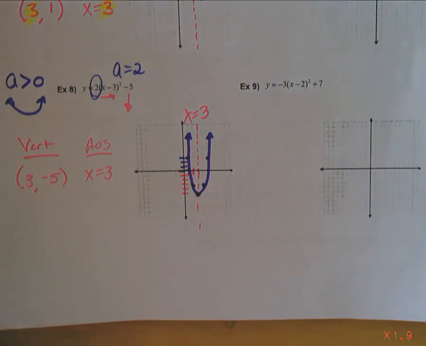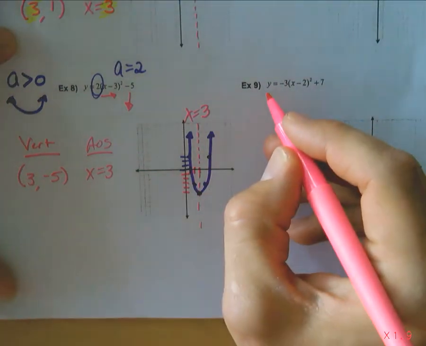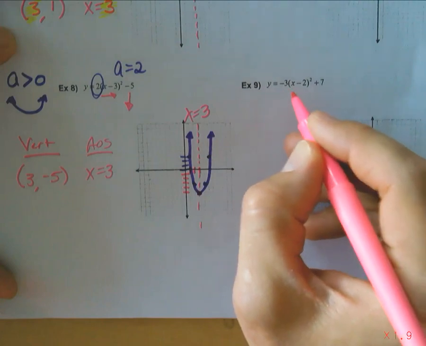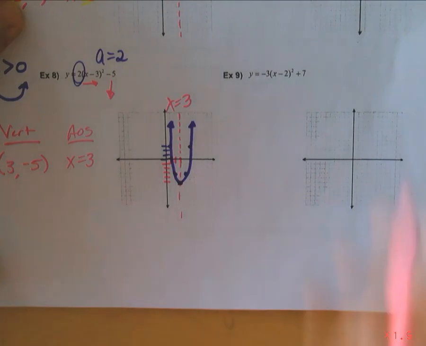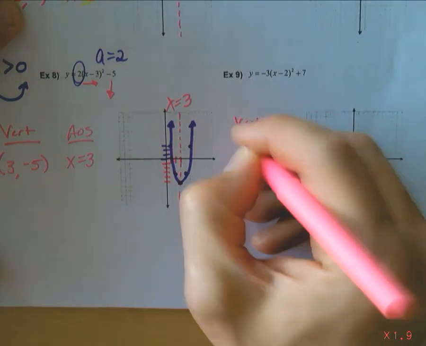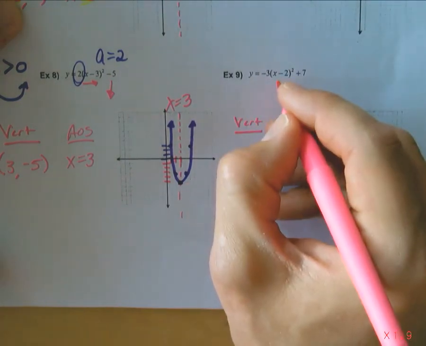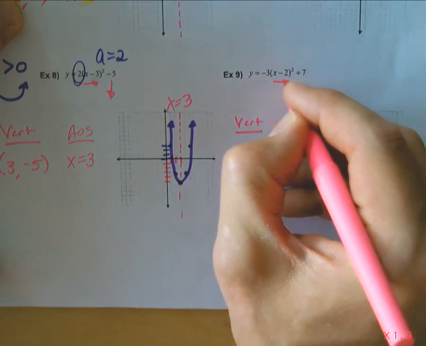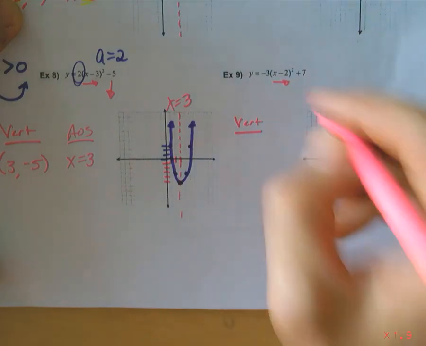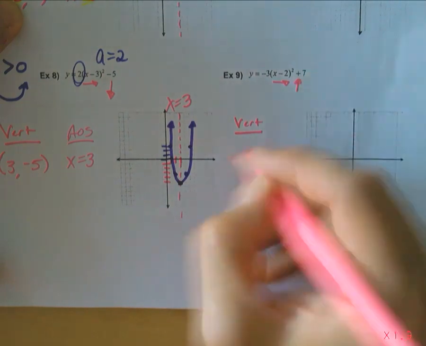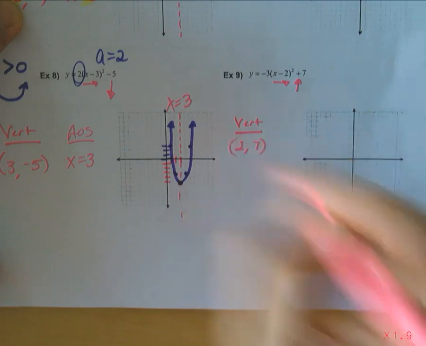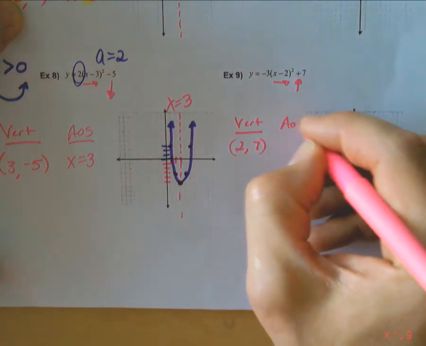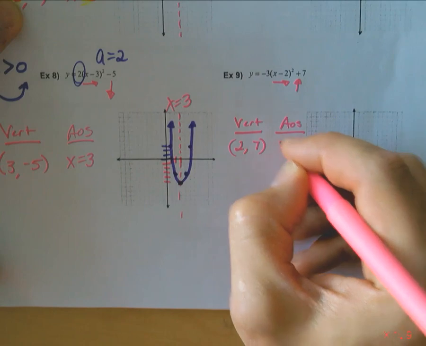Let's do one more together. Let's do this last one, example 9. So I've got y equals -3 times the quantity x minus 2 squared plus 7. So as we take a look, I always do the vertex first, y'all. X minus 2 is moving it which way? To the right, to the right. And plus 7 is moving it up. So my vertex is now at 2, 7. AOS, x equals 2.